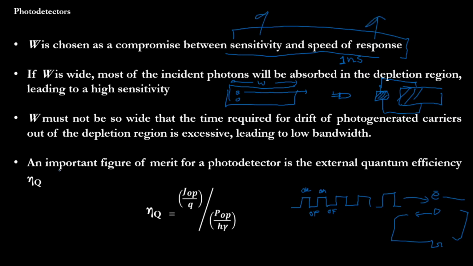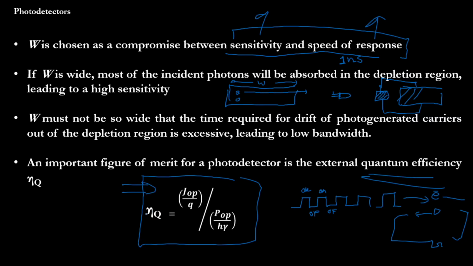An important figure of merit of a photo detector is quantum efficiency. You can remember this expression. JOP is the optical current density, Q is the charge, and POP is the optical power, the light intensity, divided by h nu. If you take this ratio, you will get the quantum efficiency. Just remember this expression: quantum efficiency is equal to JOP divided by Q, and the whole divided by POP divided by h nu.